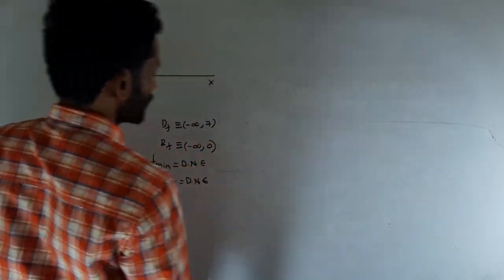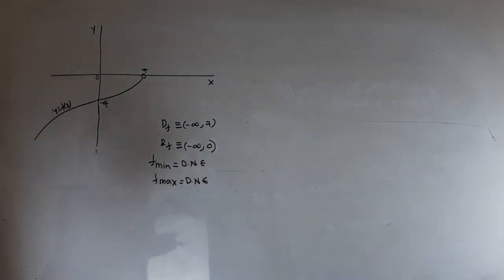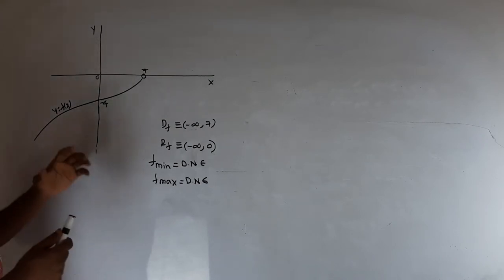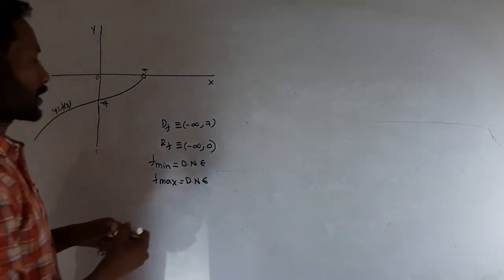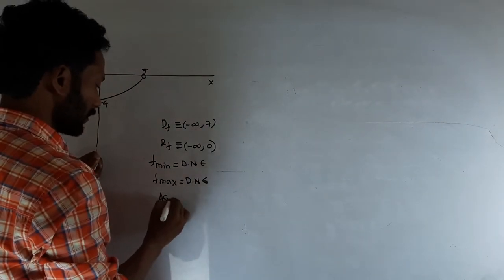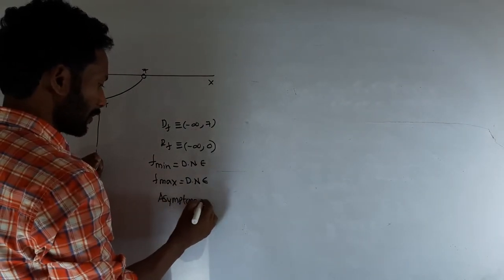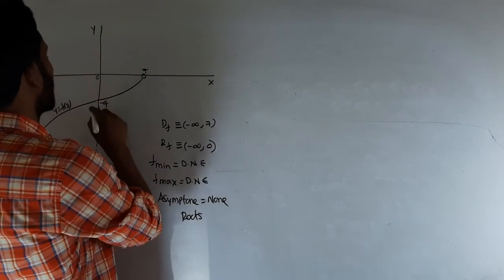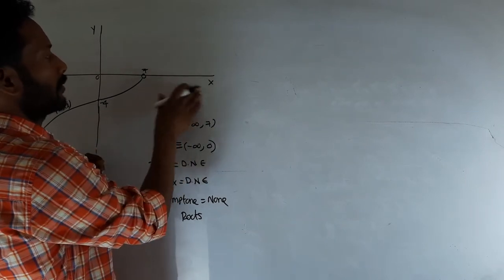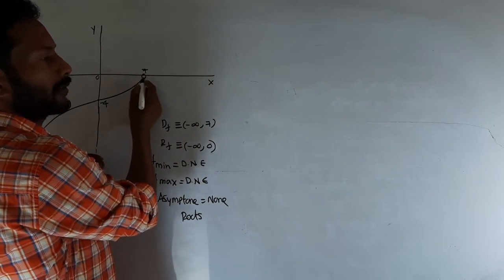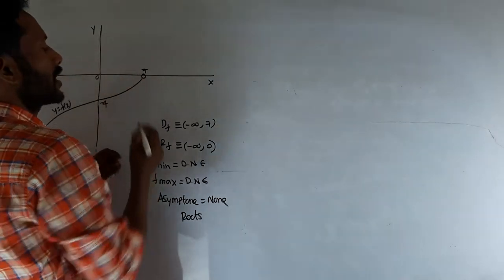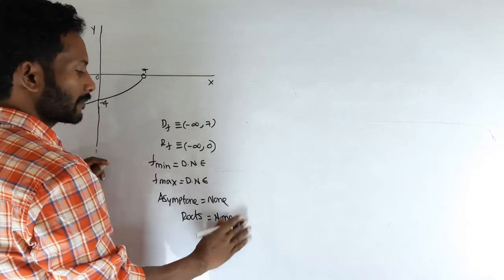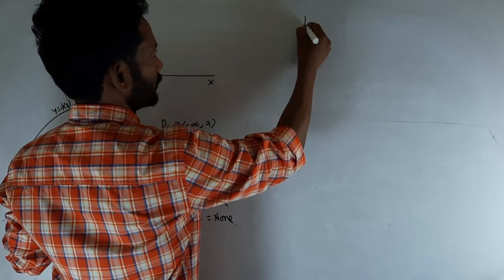Asymptotes. Asymptotes are none. Asymptote is a straight line towards which the graph of the function approaches indefinitely. So asymptote is none. Roots. Here does the graph intersect the x-axis? No, it does not intersect. Open interval, closed interval. Is this one a shaded circle or an open circle? Open circle. So roots are none. Next, one more example.